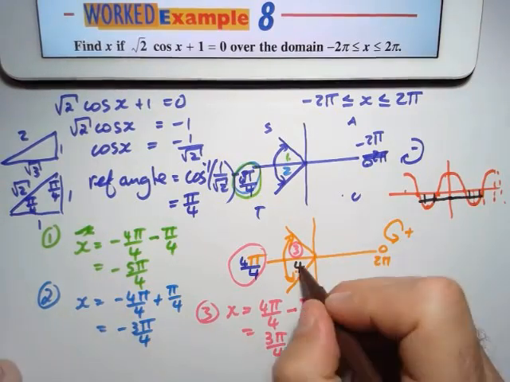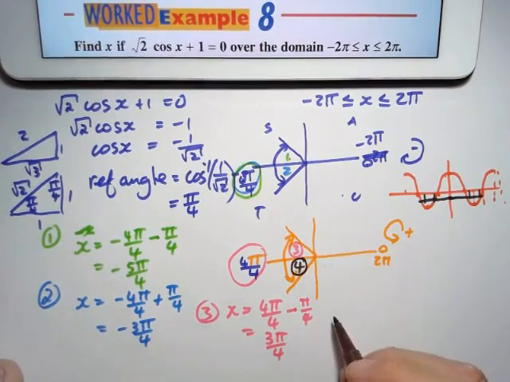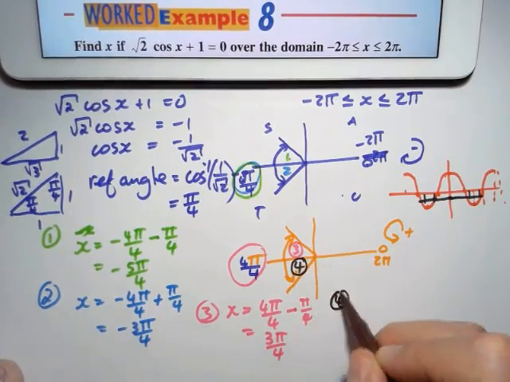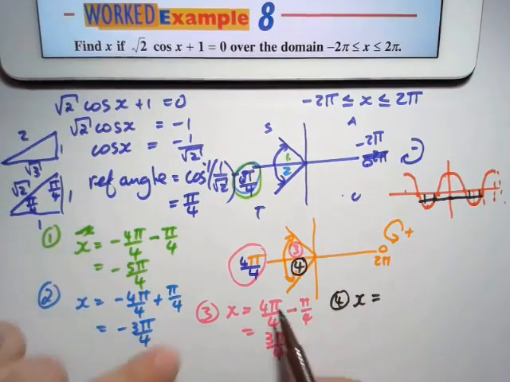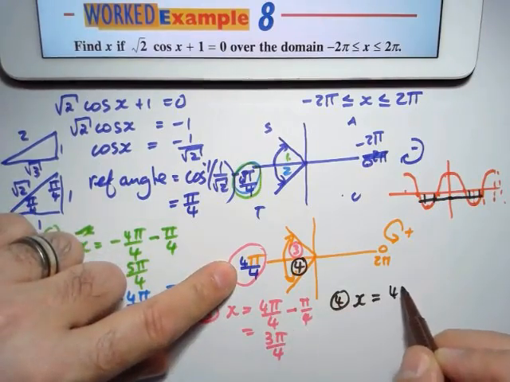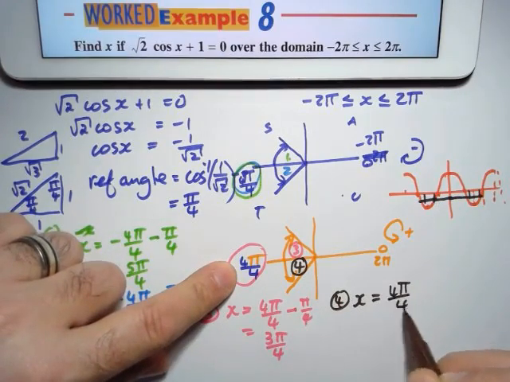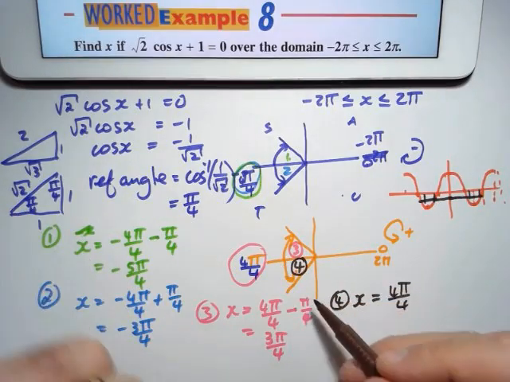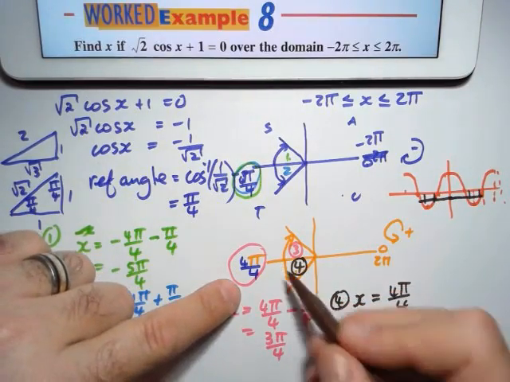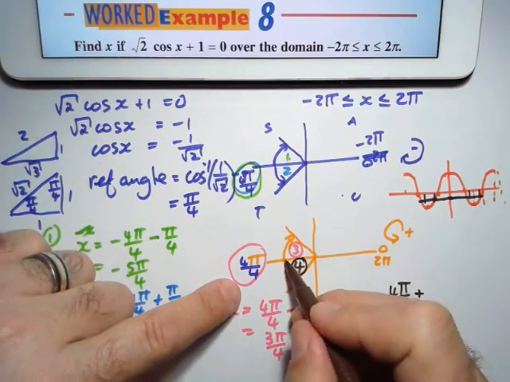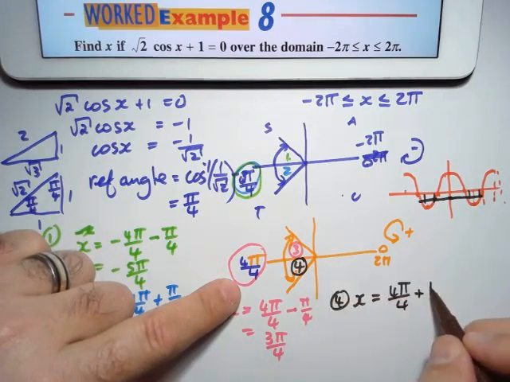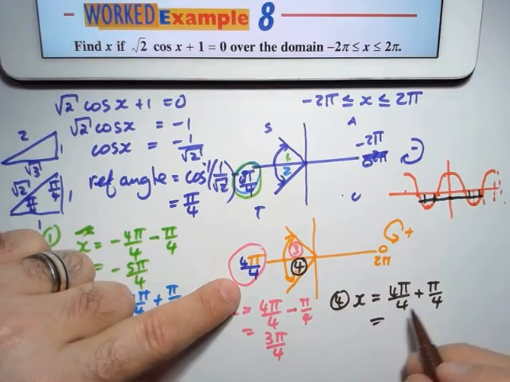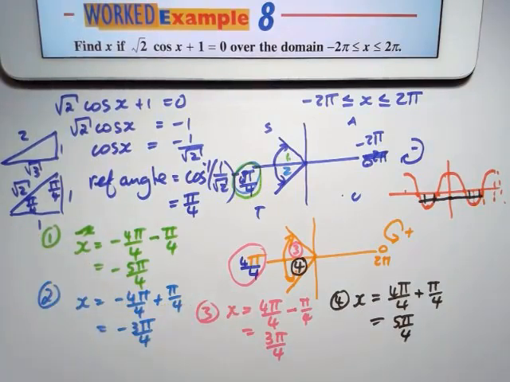And then my last one, my brown angle there, 4, I'm going to say x equals, where do I start? I start at 4 pi over 4, going in the positive direction. If I go in the positive direction, I add, so plus pi over 4. 4 pi over 4 plus 1 pi over 4 is 5 pi over 4.